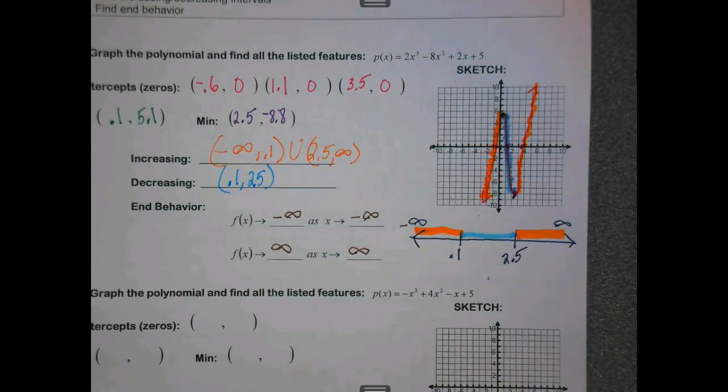Got it? I know we went quick. What's that? I didn't hear you, but if you need help, I don't know if that's what you were saying.